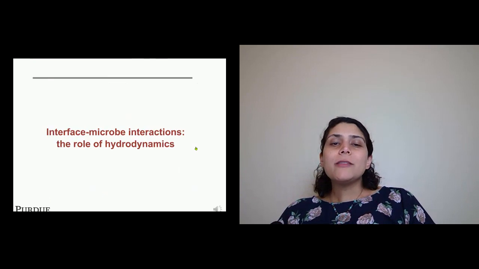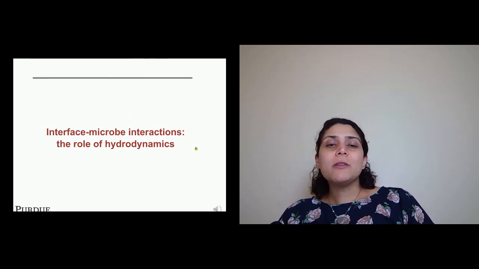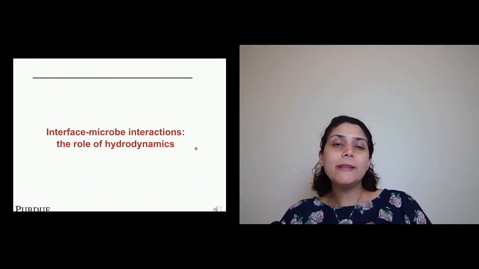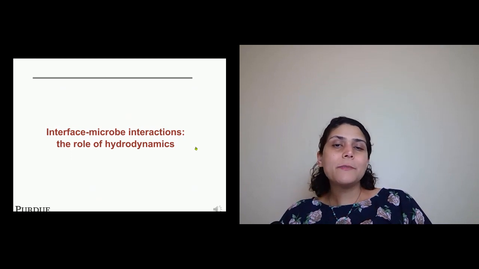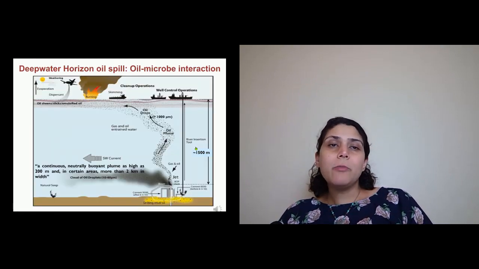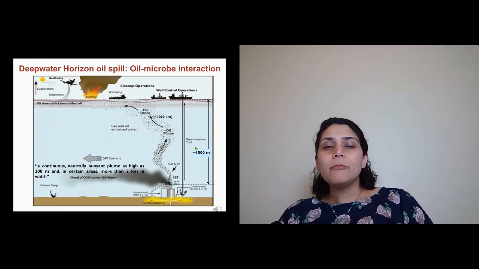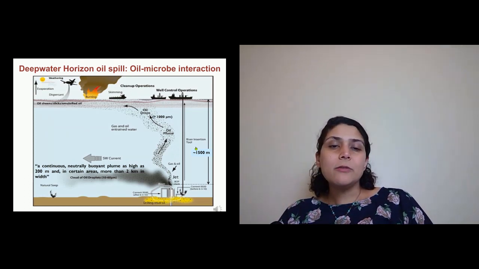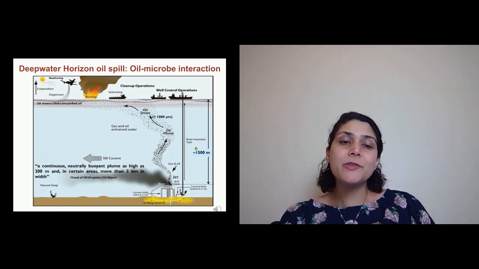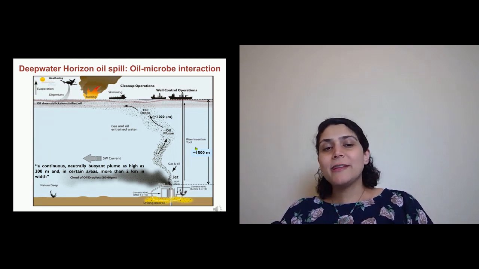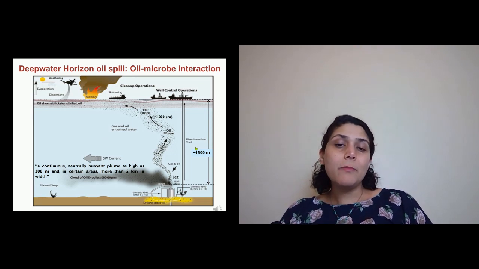Next, I'm going to switch gears a little bit. I'm still talking about stratification, but now we have sharp stratification rather than linear stratification. So we have an interface, either a liquid-liquid or gas-liquid interface, and we want to know what happens to the dynamics of microbes or microorganisms near these interfaces. The motivation for this comes from the Deepwater Horizon oil spill, where millions of barrels of oil were released into the Gulf of Mexico. Microbes were the first responders. If they were not present, the catastrophe would have been even worse. Microbes decompose much of the soluble as well as insoluble components of the oil.